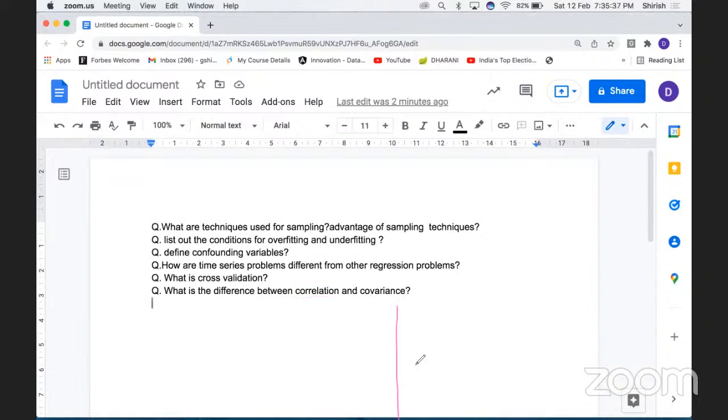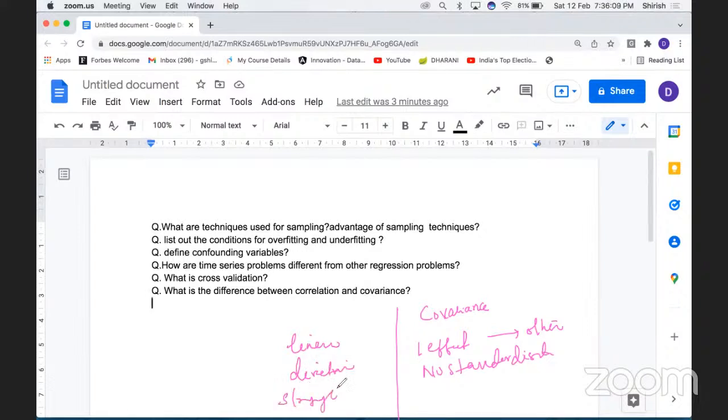But what happens with covariance? This explains the systematic relationship between your variables, whether changes in one are affecting the other or not. No standardization of your data is done, so strength is what you can't find out. Linearity, direction and strength: here there is no strength, so we can't find out how strong the relationship is, because there is no standardization done. If you know covariance, correlation can be calculated. This is the difference between correlation and covariance.